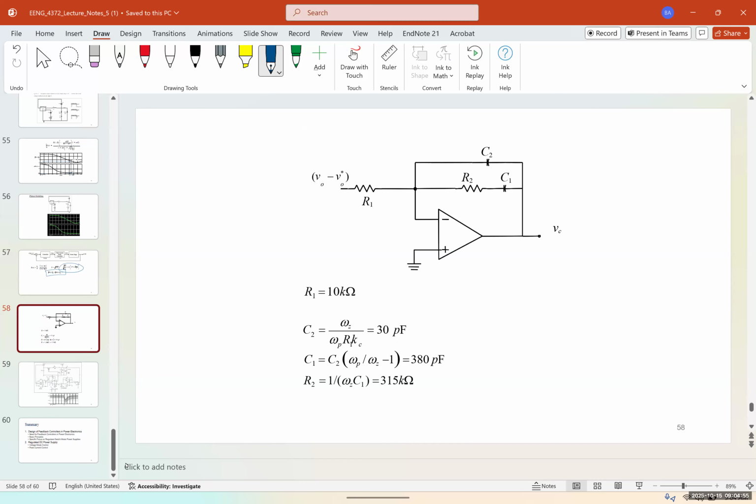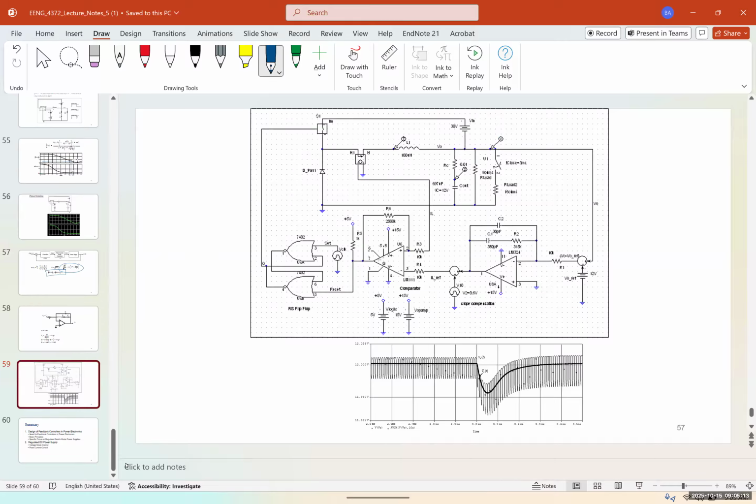Now, to solve it using the same op amp, R is going to be equal to 10 kilo ohms, C2 is going to be 30 picofarads, C1 is going to be C2 times omega P over omega Z minus 1, which is 380 picofarads, and R2 is going to be 350 kilo ohms. And here you can see the total system in the PSpice simulation.